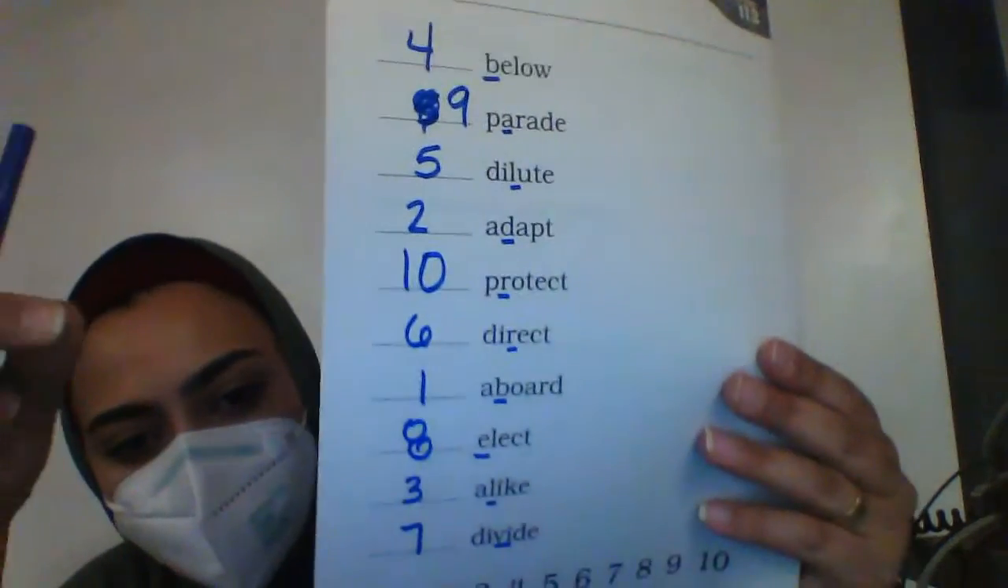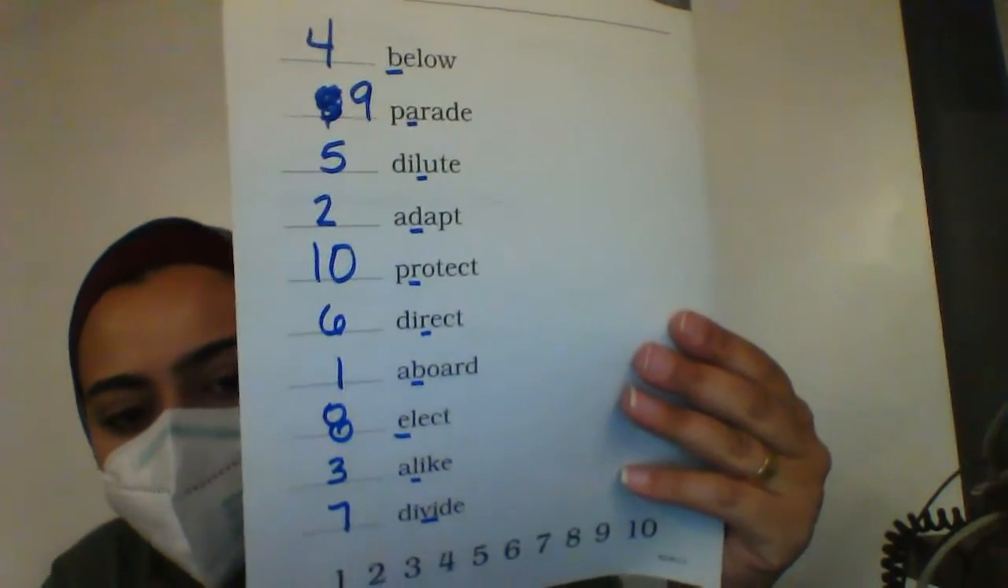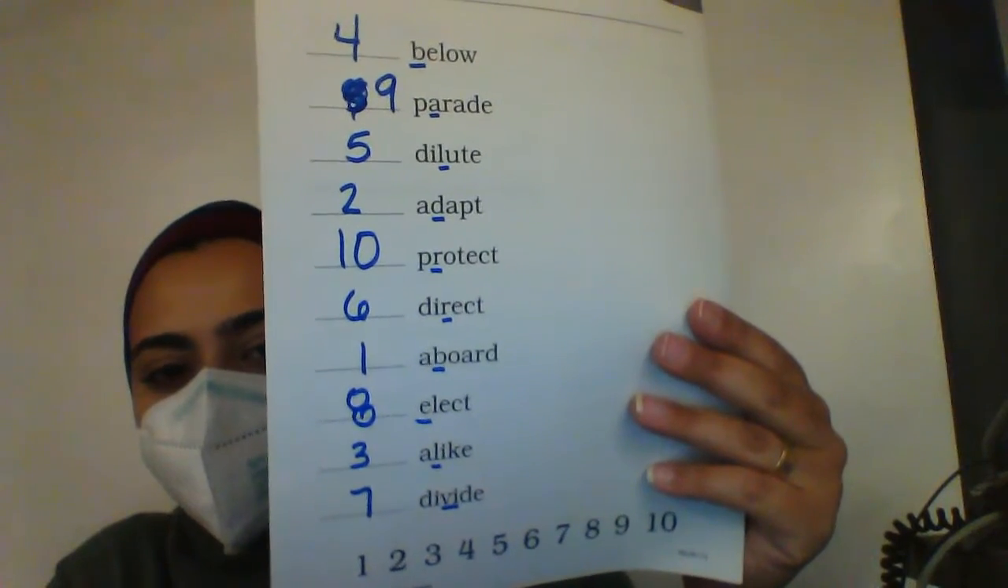So reviewing the words, this is how your paper should look. If you need some time to copy this down or to correct your work, you can go ahead and pause the video now.